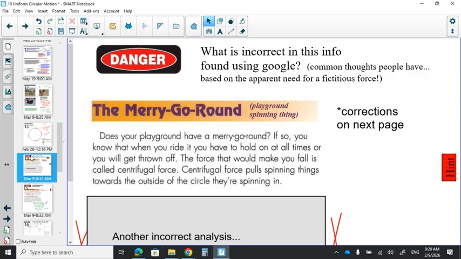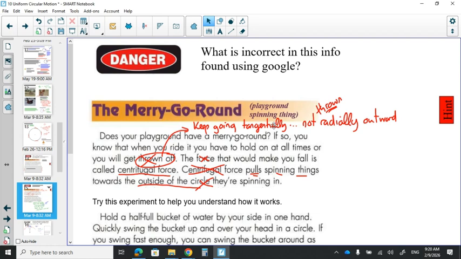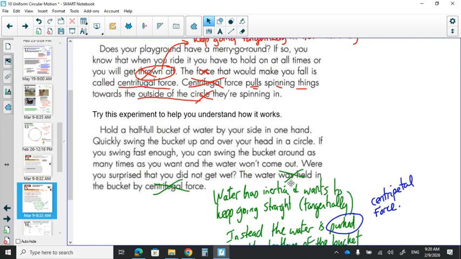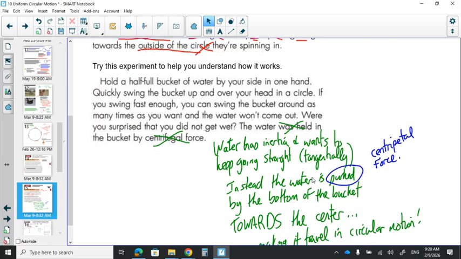As you're looking for information around the internet and the world and everything else, you're probably going to have common thoughts from people creep in that aren't correct. So this description of a merry-go-round, you're holding on, or else you get thrown off. Well, thrown off would give you this idea of thrown outwards, right? In reality, you'd be like, well, no, you'd keep going tangentially, not radially outward, right? The centrifugal force pulls spinning things out towards the outside of the circle. It'll be like, no, actually, there's a centripetal force towards the center and so on, right?